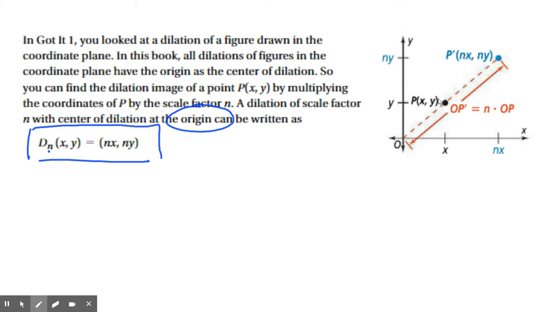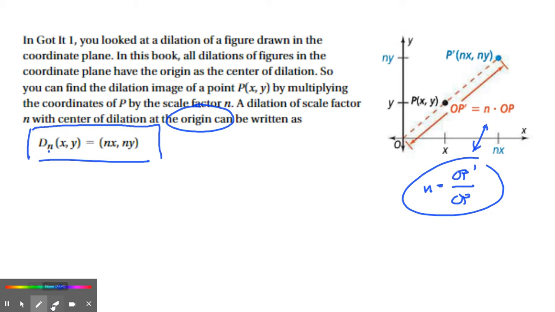So in this case here, P is my original point. When I multiply it by the scale factor of n, I just simply multiply the two coordinates. And again, the distance from O to the pre-image P compared to O to the image P prime, that's your scale factor. So again, your scale factor can be OP prime, the new length, over OP, the pre-image length or the old length. Okay, so keep that in mind.